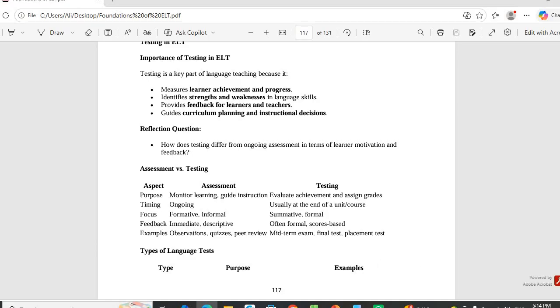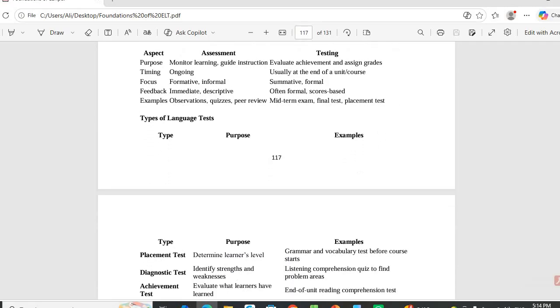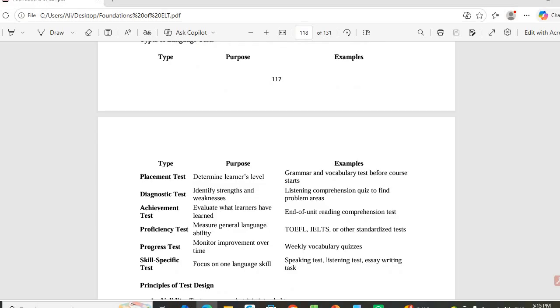Types of language test. In the placement test, the purpose is to determine learner's level. This is an example of it. Diagnostic test: identify strengths and weaknesses. This is an example of it. Achievement test: evaluate what learners have learned. This is an example of it.